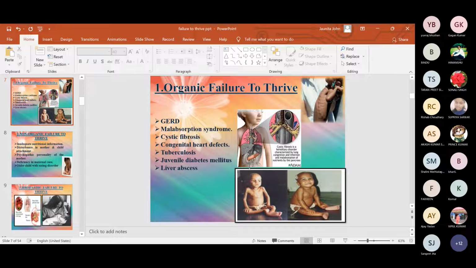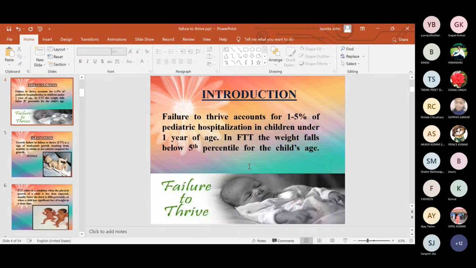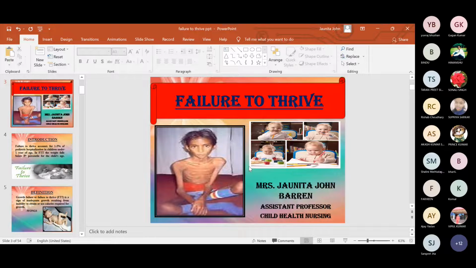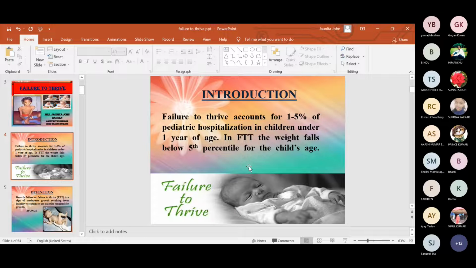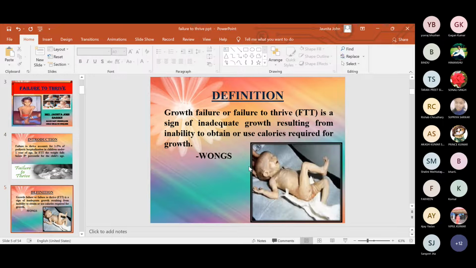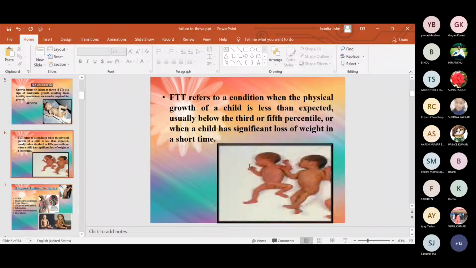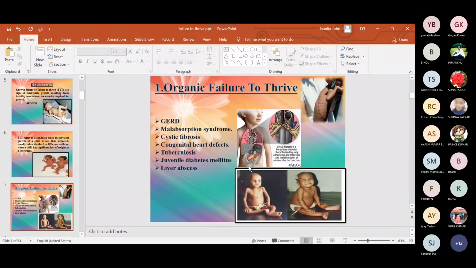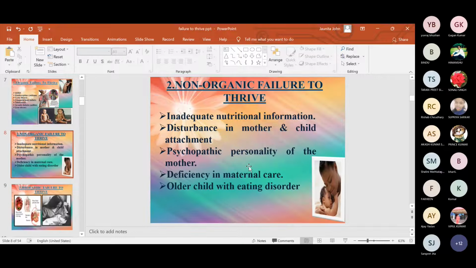The first one is organic failure to thrive. So far we have seen failure to thrive: the introduction, what failure to thrive generally is, the definition of growth failure or failure to thrive, and then the etiology, where we first saw organic failure to thrive. The second one is non-organic failure to thrive.